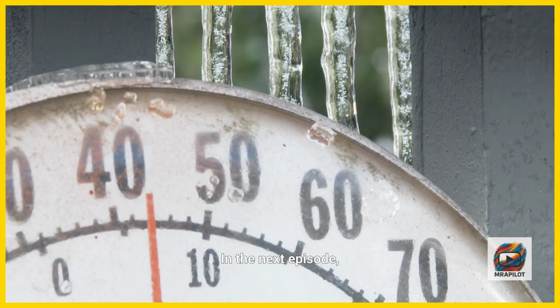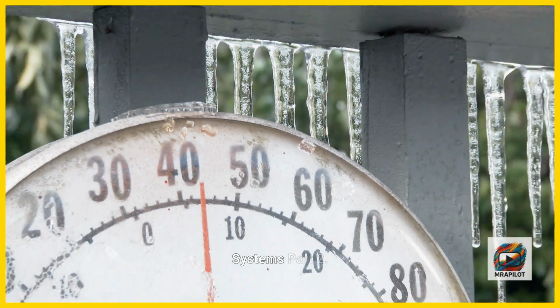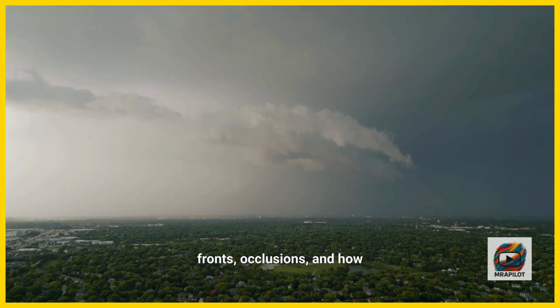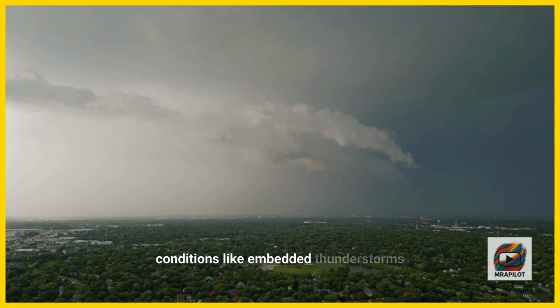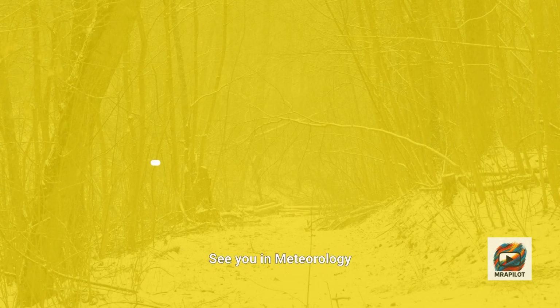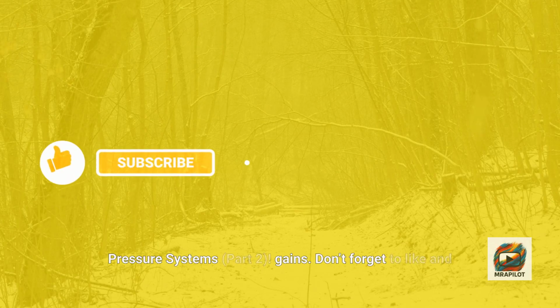In the next episode, we'll continue with pressure systems, part 2. We'll dig into cold and warm fronts, occlusions, and how to recognize dangerous conditions like embedded thunderstorms or squall lines. You don't want to miss this one. See you in Meteorology number 06, Pressure Systems, part 2.